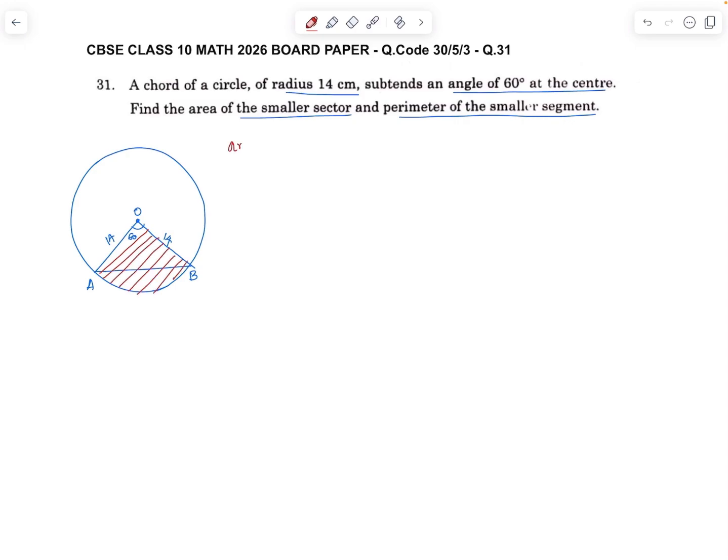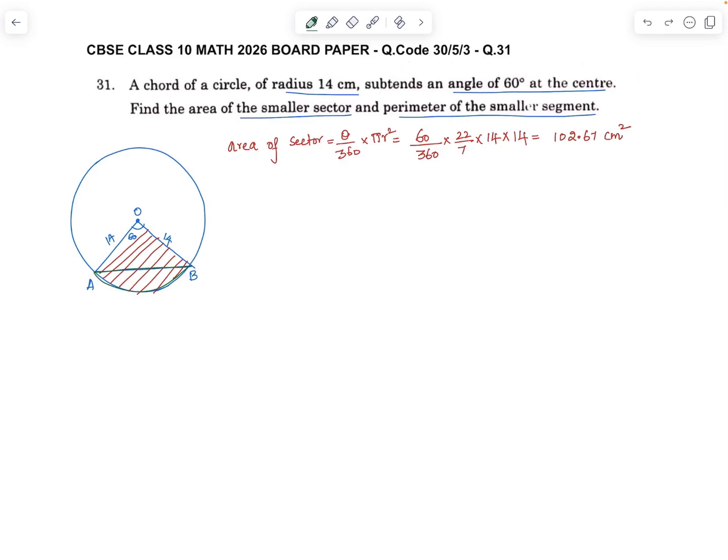The formula to get the area of the sector is theta upon 360 into pi r square. The angle subtended is 60 degree. So 60 upon 360 into 22 upon 7 into 14 into 14. On evaluating this, we get 102.67 centimeter square.